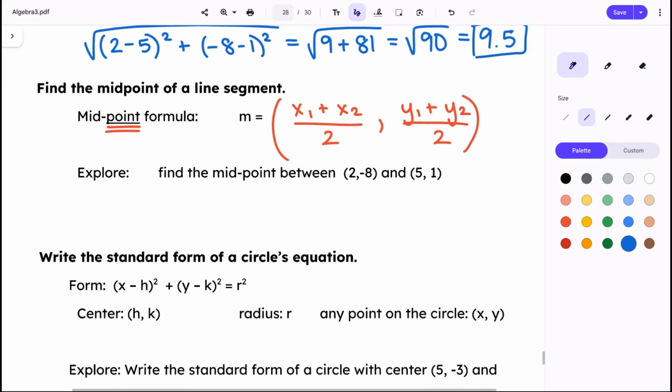All right, so let's do this example. I have the points (2, -8) and (5, 1), the same 2 points that we were dealing with up above, but now I'm working with midpoint. So my x's are still that 2 and 5. So I'm going to add those and divide by 2. And then negative 8 plus 1 are my y's, and then I divide by 2. What is my point going to be here? You're going to maybe get decimals, and that's okay.